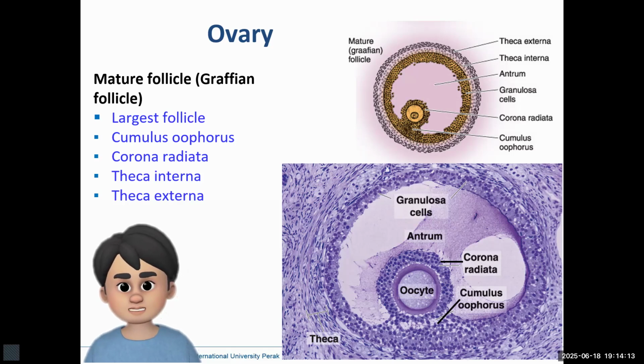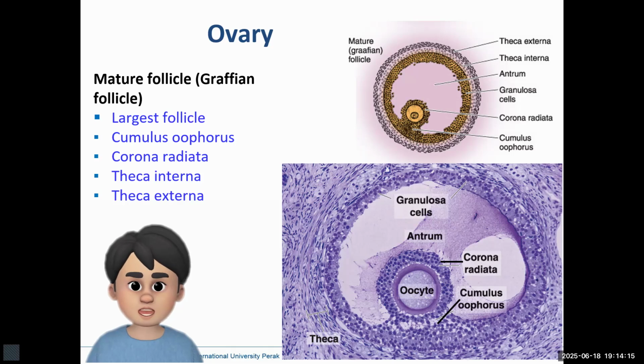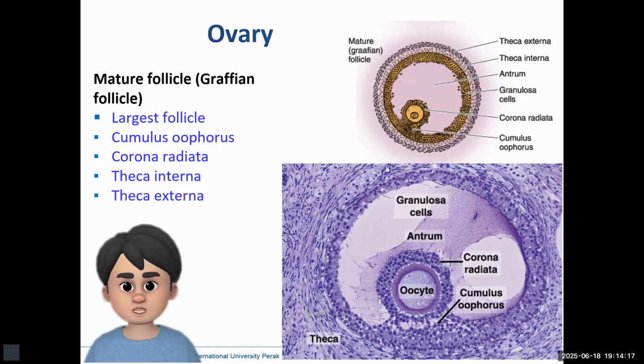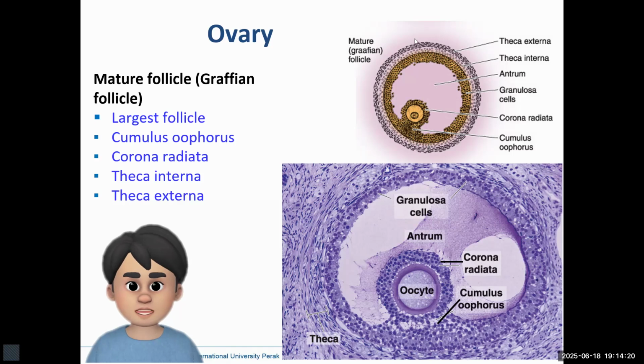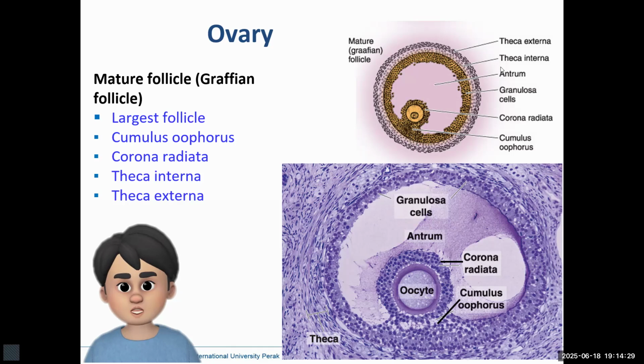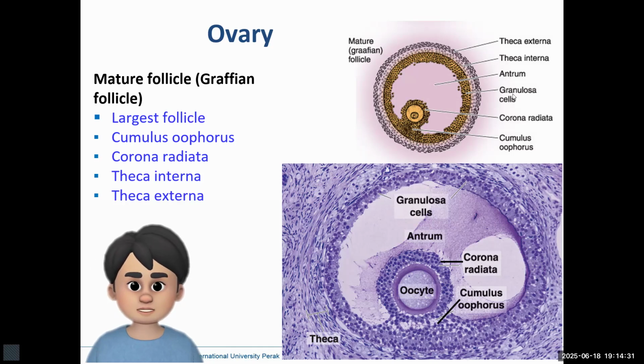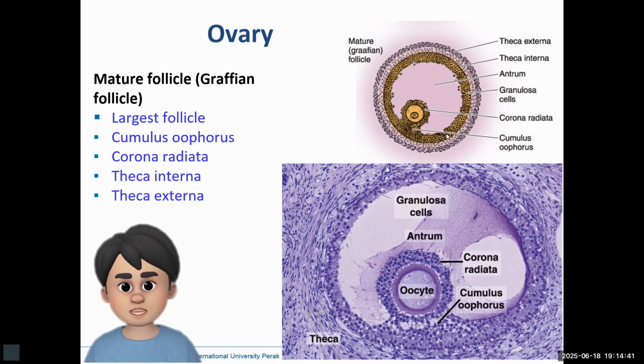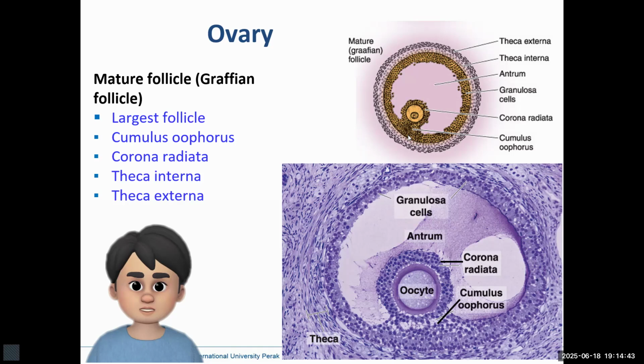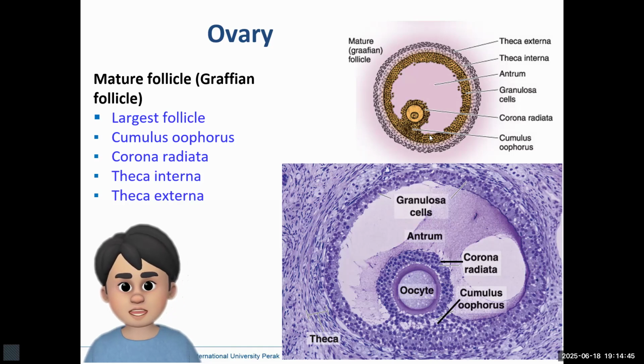Cumulus oophorus, then corona radiata, theca interna, theca externa. So what are these? You can see these diagrams. Those are what you see, right? Mature Graafian follicle, theca externa, theca interna. Externa is the outer layer, no? Then antrum, granulosa cell, corona radiata, and the cumulus oophorus. Here that is the stalk which connects the granulosa cells, right?